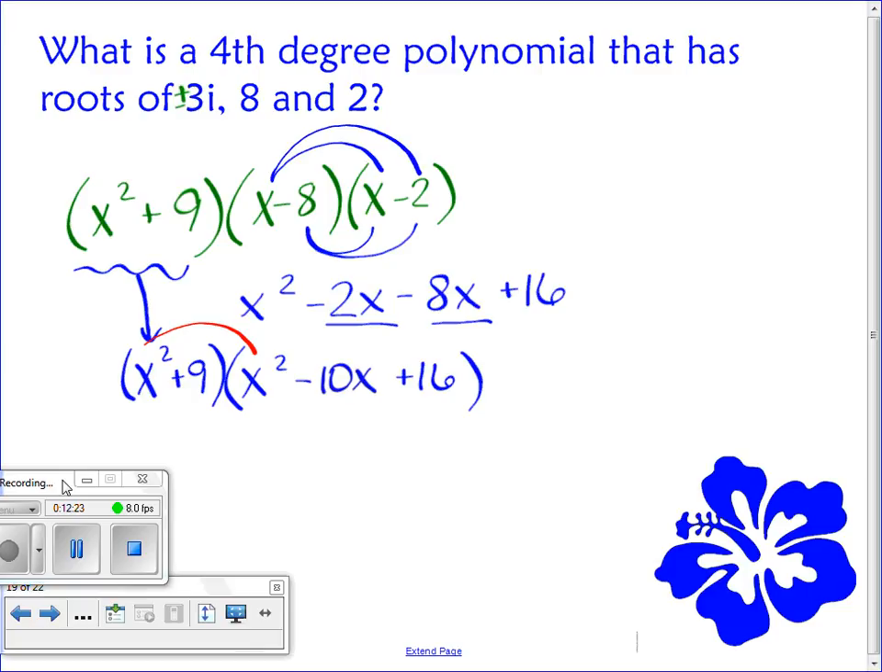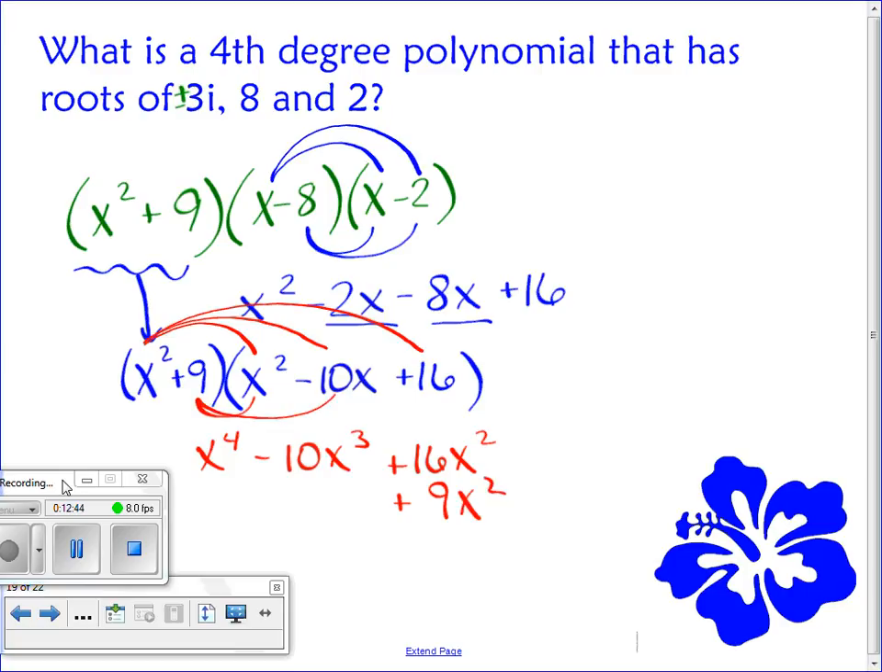All right, let's go ahead and finish this. What's x squared times x squared? Minus 10x to the third. X squared plus 9x squared minus 90x. Oh. Plus 9 times 16? 100 what? 144. Like terms? This thing's huge.